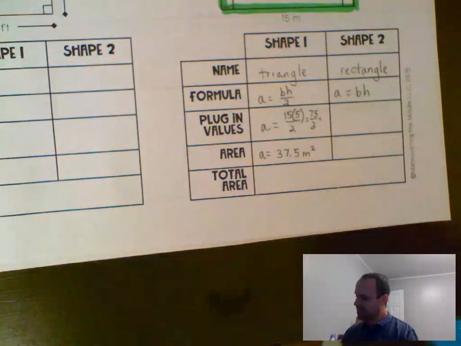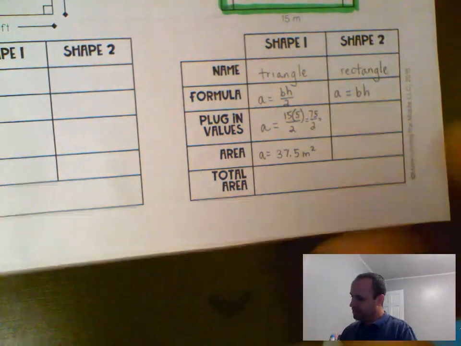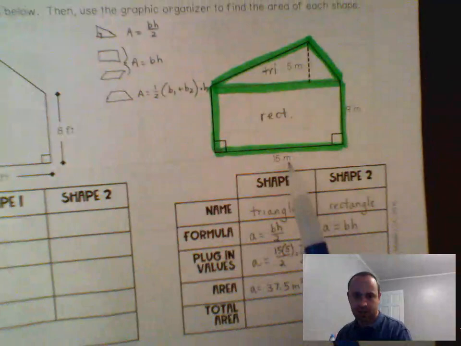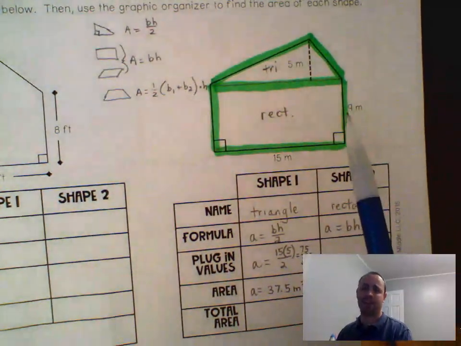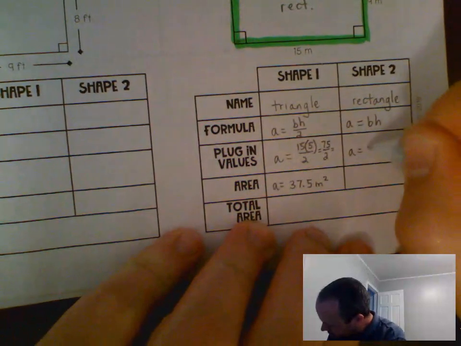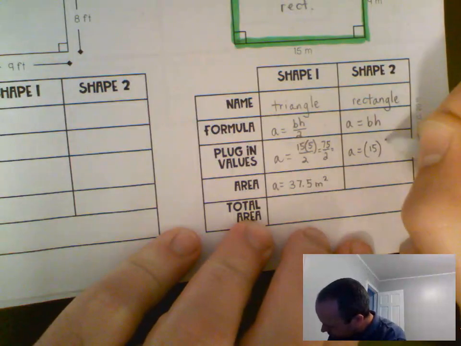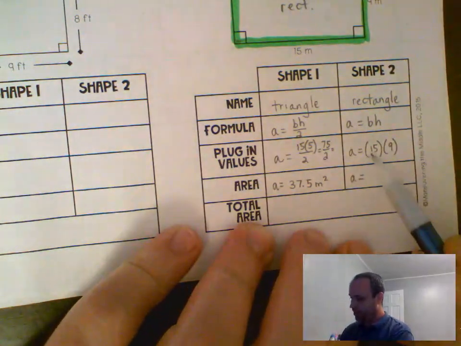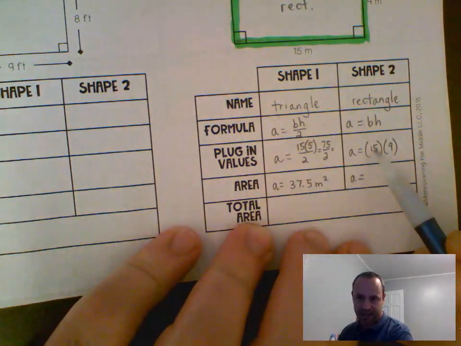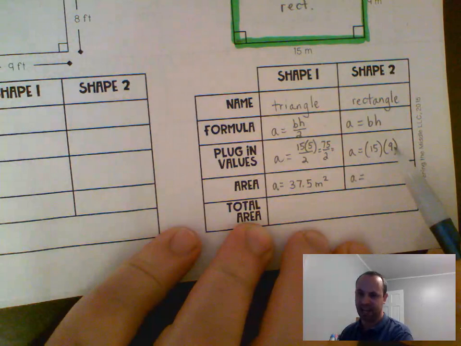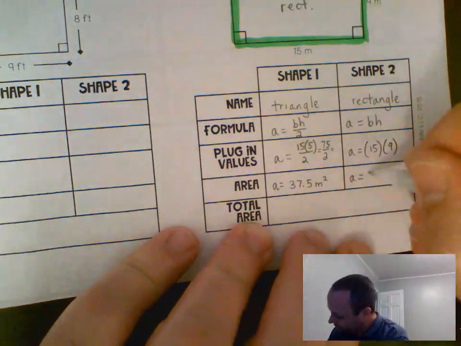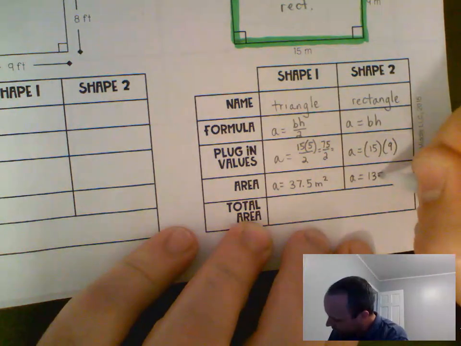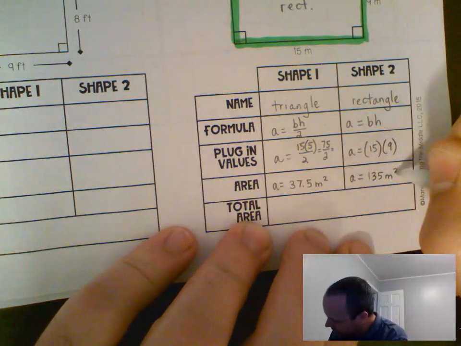The area of the rectangle, the base and the height, well, the base of the rectangle is 15, and the height of the rectangle is 9. So that's going to be 15 times 9. I look at this as like 10. Okay, so 10 times 9 is 90, and then 5 times 9 is 45. So I know that my area is going to be 135 meters squared.